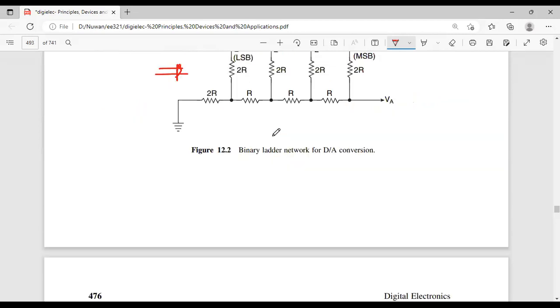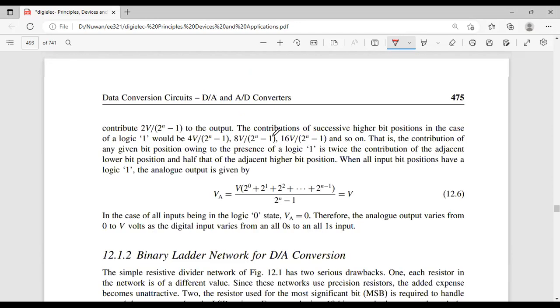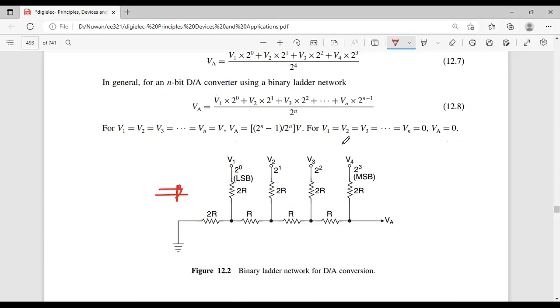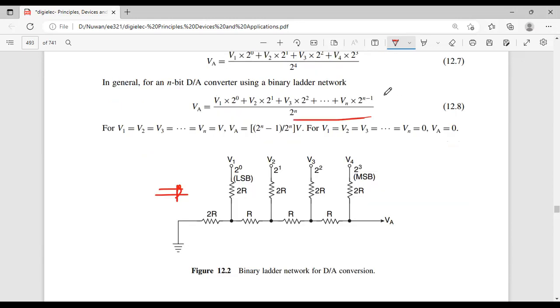Actually these ladder circuits work very well with the Arduino. I have tried this kind of ladder circuit with the Arduino for audio processing, and it was working very well. So maybe you are given this one or this one. And if you are given this one, this will be the voltage value.